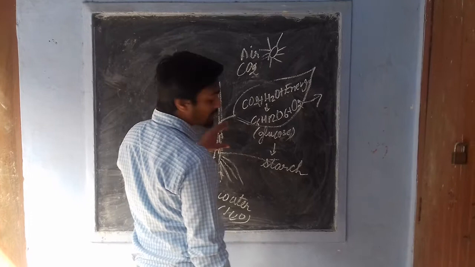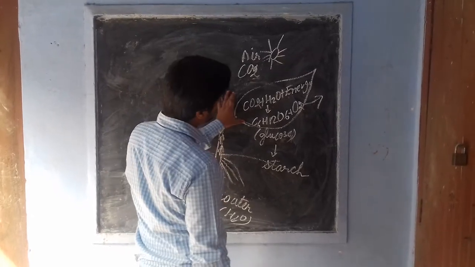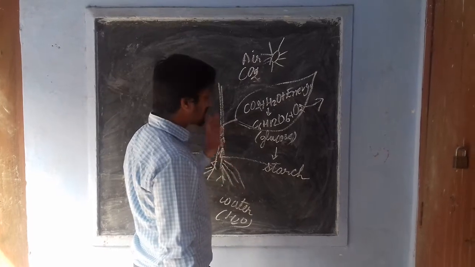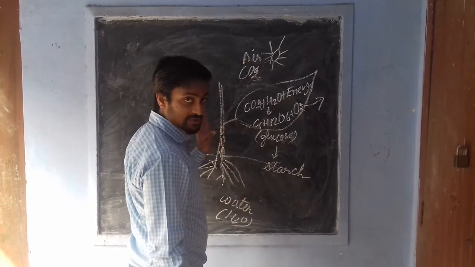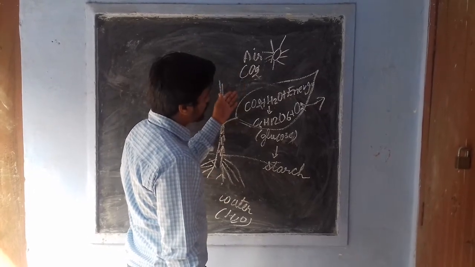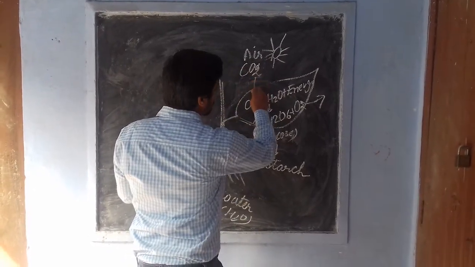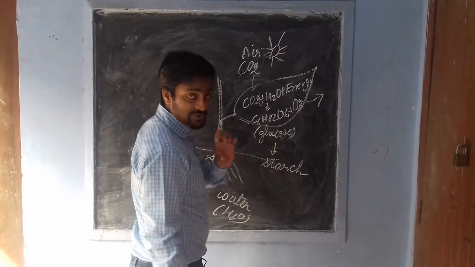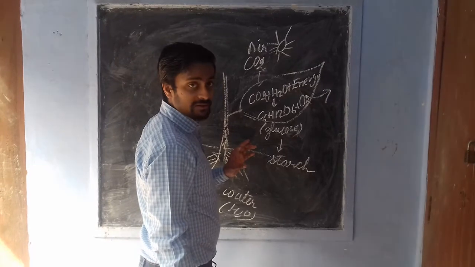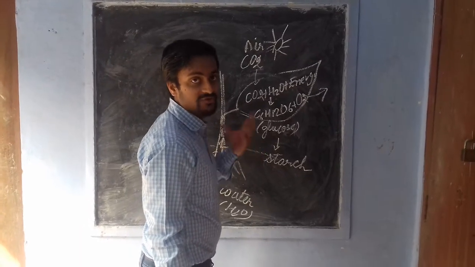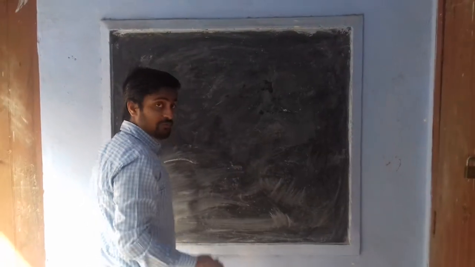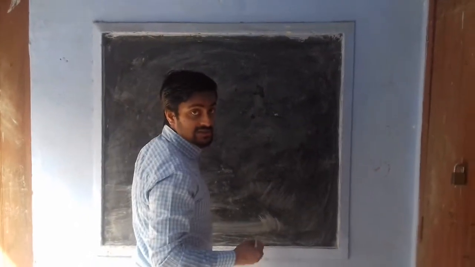Now, where is this chlorophyll present? This chlorophyll is present in the leaves of the plant in organelles called chloroplasts. But before studying chlorophyll and chloroplasts, the CO2 enters into the leaves through small pores which are called stomata. So we will be dealing with what stomata are and what the structure of stomata is.